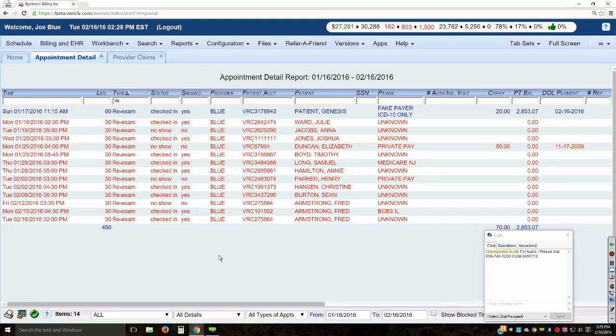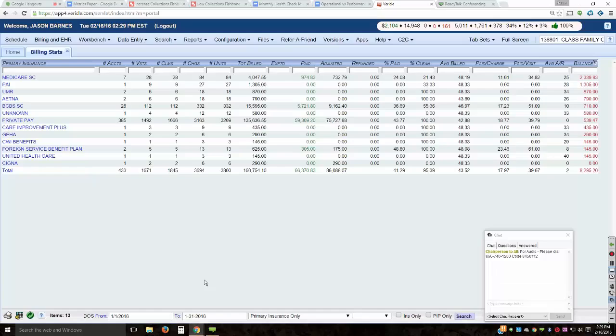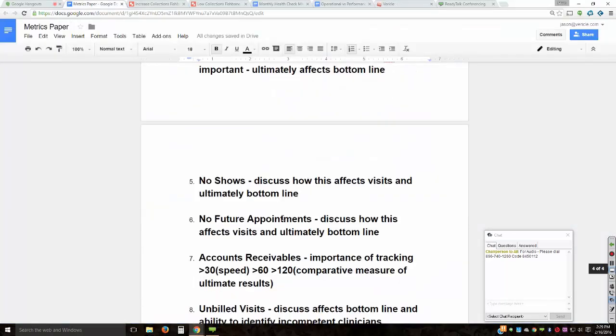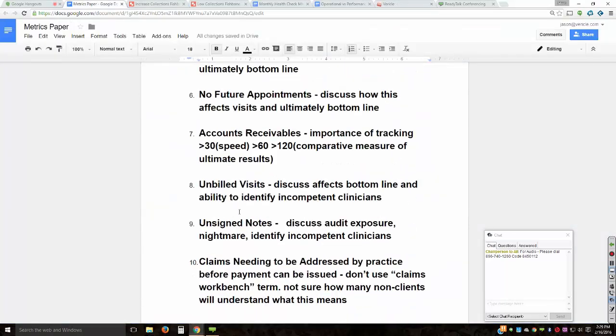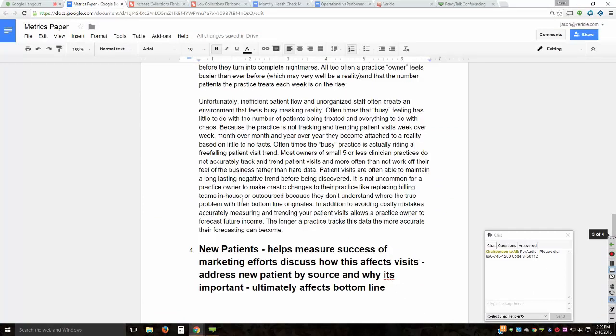The metrics that you need to pay attention to on a regular basis are clear. You can pay attention to a lot of other metrics, but without these, I don't see any practices that get to flourish. And so I'll open it up right now for any questions.